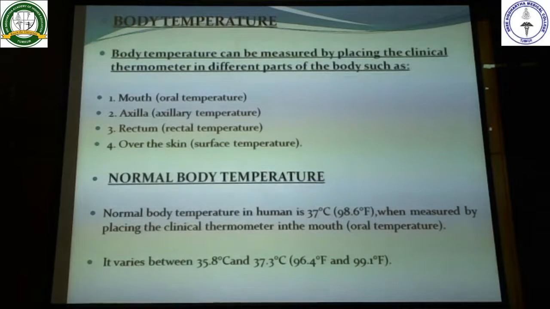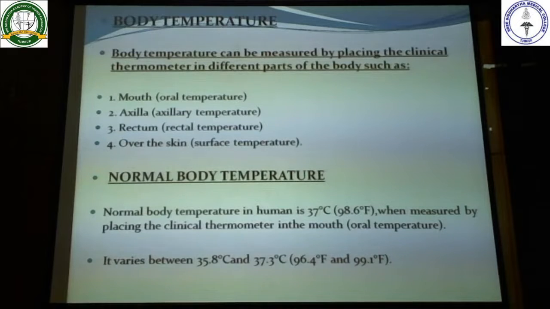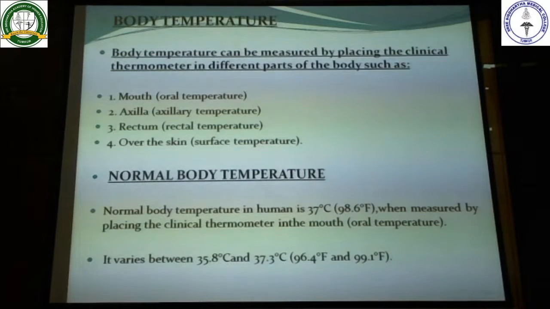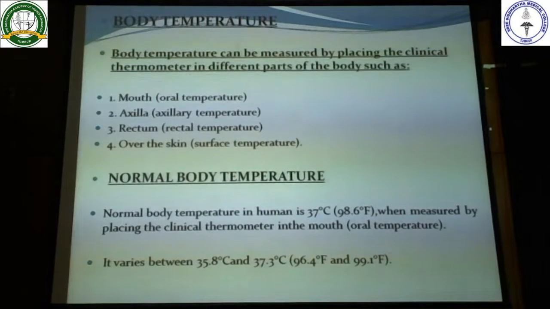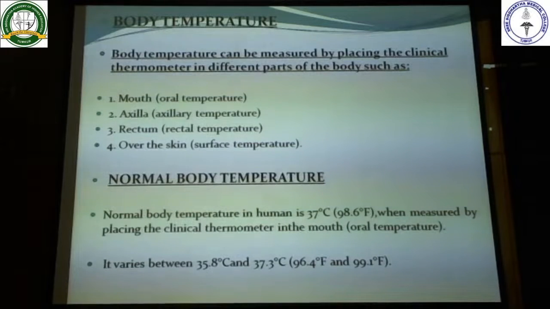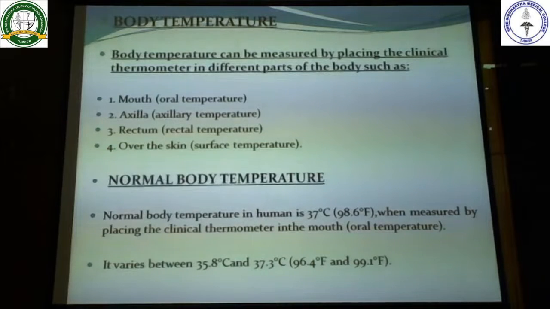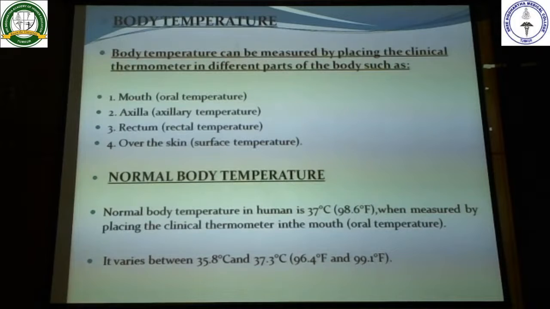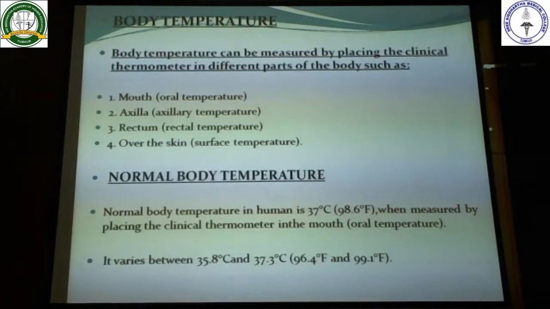Now coming to the body temperature, right? Where all can it be measured? It can be measured by placing the thermometer in the mouth, which gives you the oral temperature; in the axilla, which gives the axillary temperature; in the rectum, which gives the rectal temperature; and over the skin, which gives the surface temperature. Recording the oral temperature has been gradually weaned out because of the spread of infection.